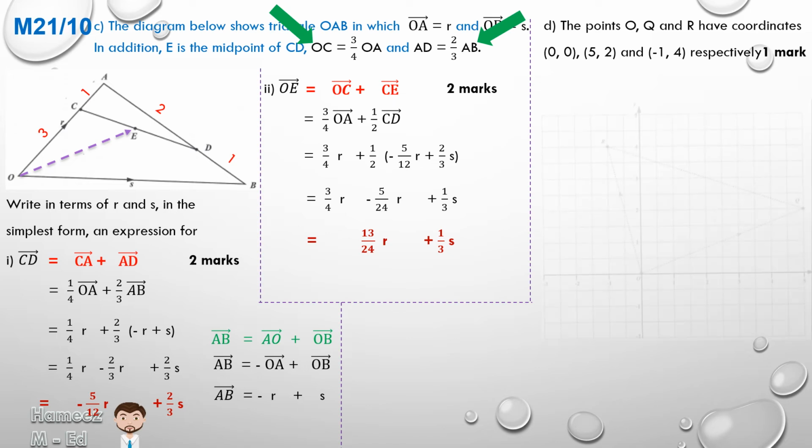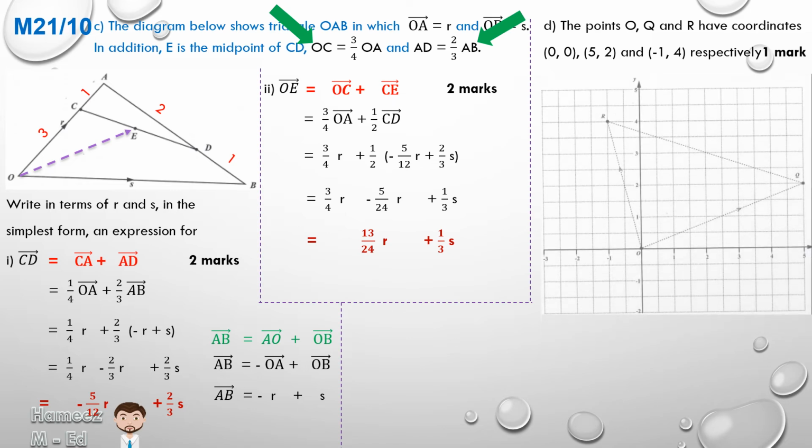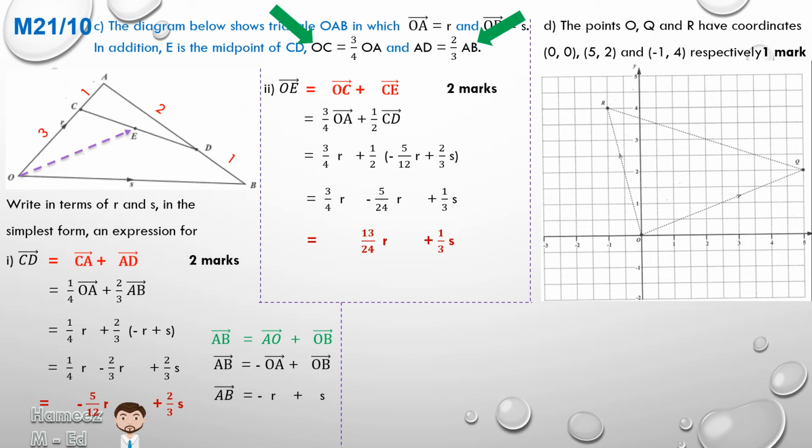The points O, Q, and R given on that graph have coordinates 0, 0, because that's the origin. Q is 5, 2: 5 units to the right, 2 units up. Take a look, you'll see every other line is a whole unit, so the middle points will be 0.5. They didn't indicate the middle ones, they just indicated the whole numbers. And R is minus 1, 4, respectively, which means from O we go 1 to the left and 4 up to get R.